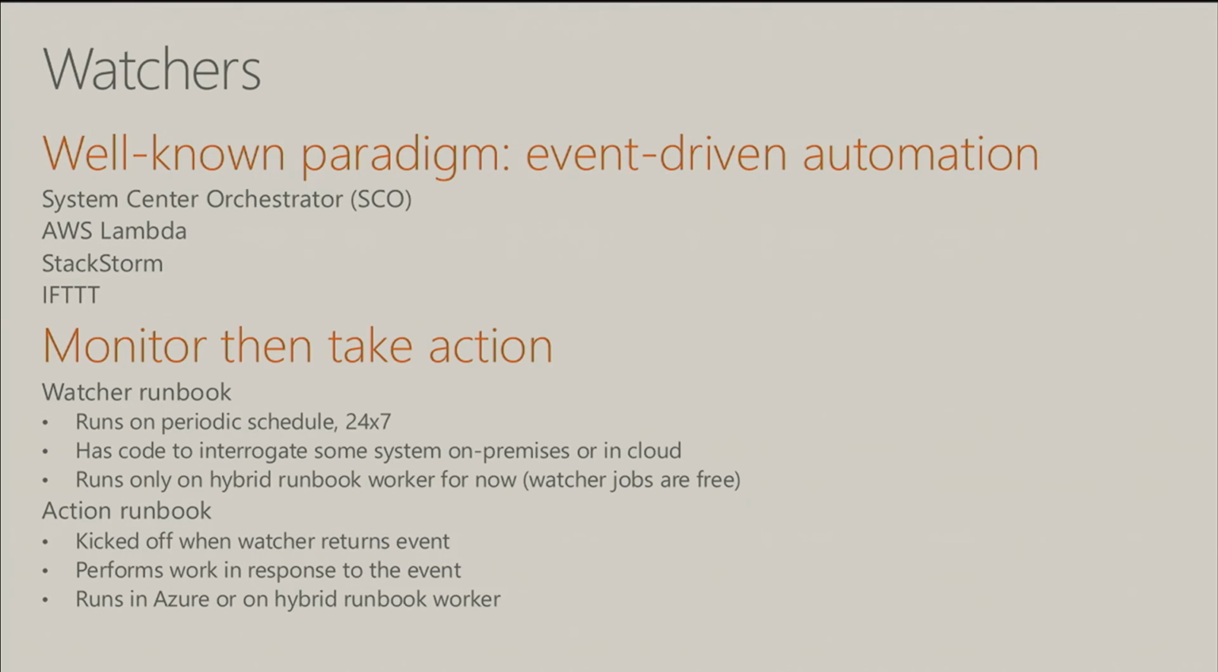Within the Watcher paradigm, you have basically two runbooks. You have the Watcher runbook, which is running 24/7. It runs within your hybrid worker, and we know the Watcher runbooks, so you don't pay for the minutes that those are running because they're running all the time. So basically, you set them up on your hybrid worker, and they run, and you don't get charged for the running of a Watcher runbook.